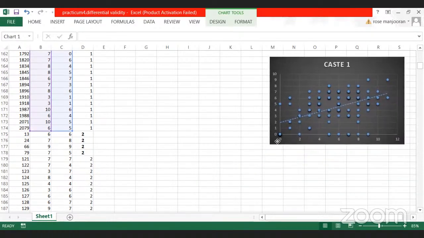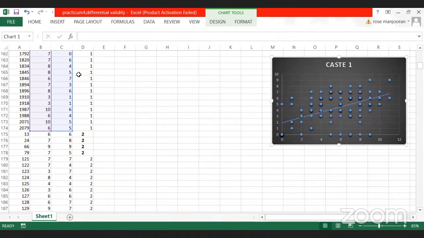And what is caste 2? Yeah, I'm going to it, sir. I'm just asking them if it is clear or not.